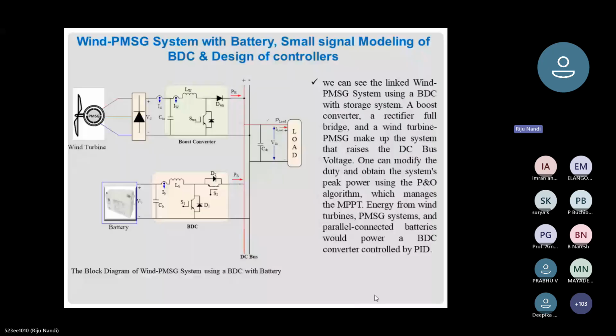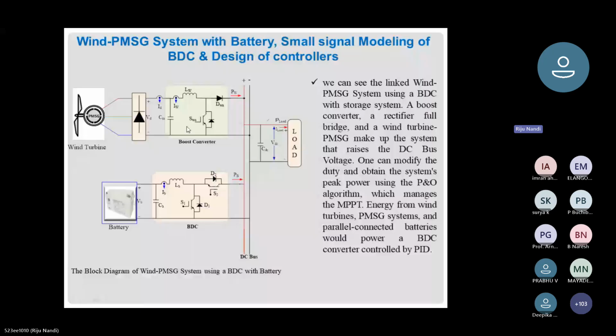So you can see that this is the wind PMSG system with battery. A small signal modeling of the BDC, that I will discuss. You can see a wind turbine is there, and the rectifier is also there. After the PMSG, you have to use the rectifier. This is a boost converter I have used for the maximum power tracking.